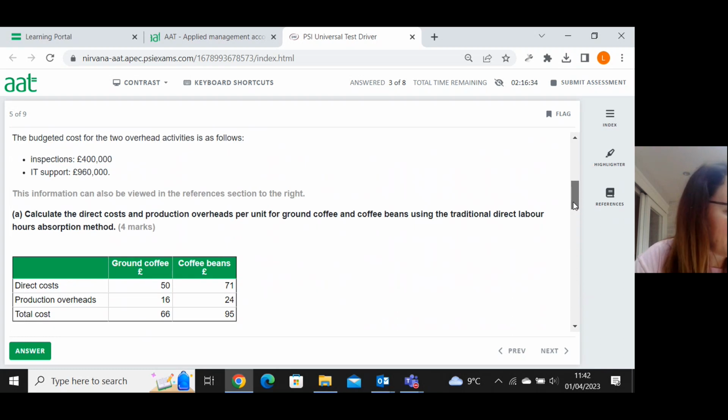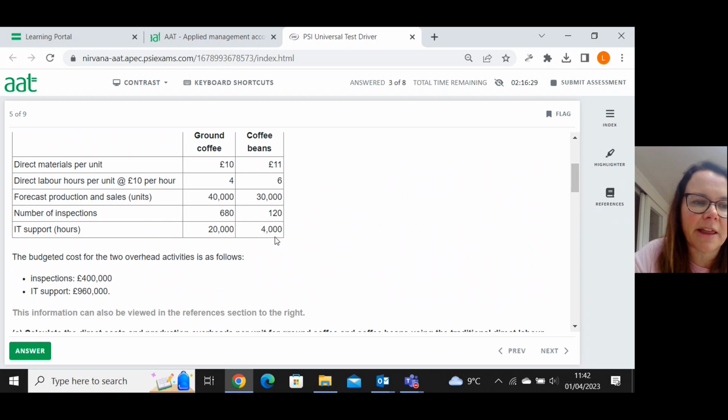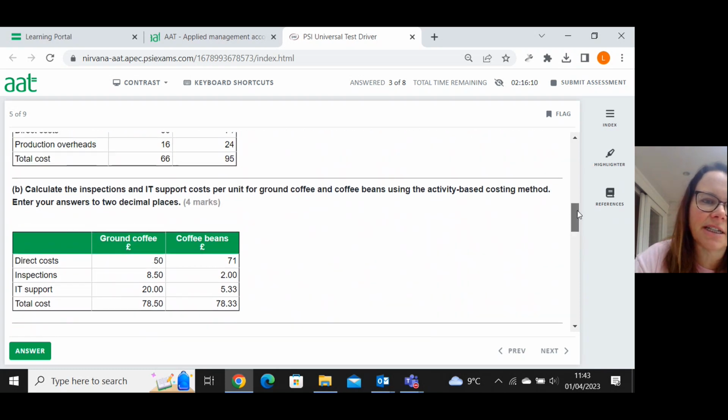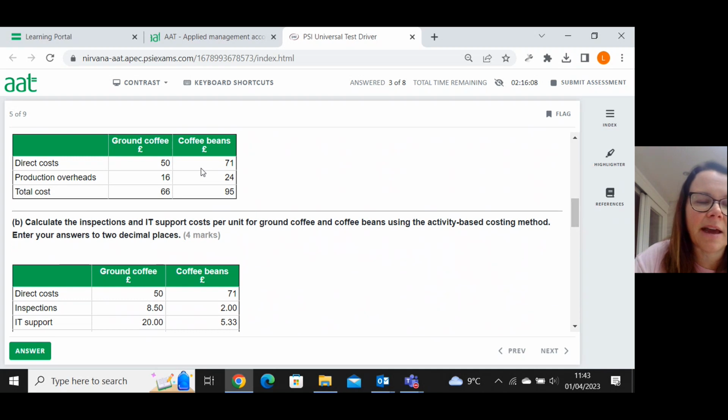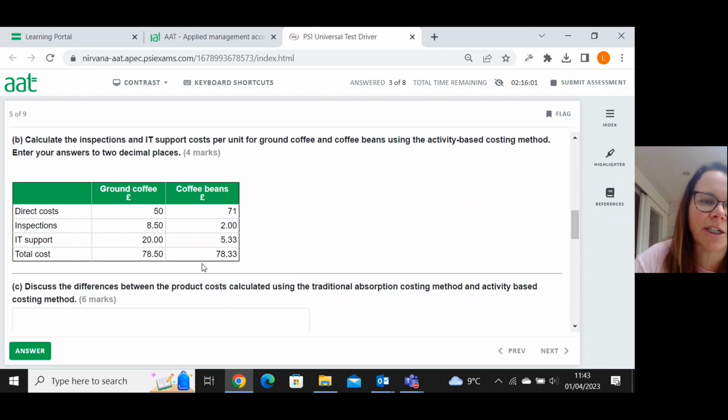Coffee beans, the same method. So £40 per support hour times by the 4,000 hours for that department. That gives me £160,000. Divide by the 30,000 units is £5.33. Right, so you can see quite a different story. So here, coffee beans much more expensive per unit on the traditional method. Now, pretty much of a muchness.